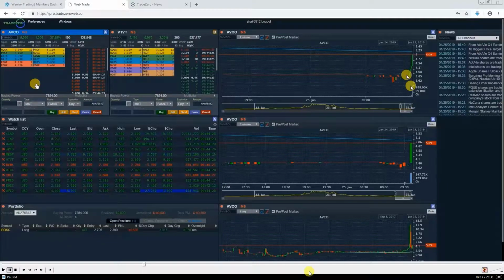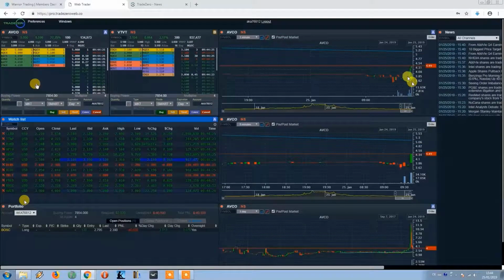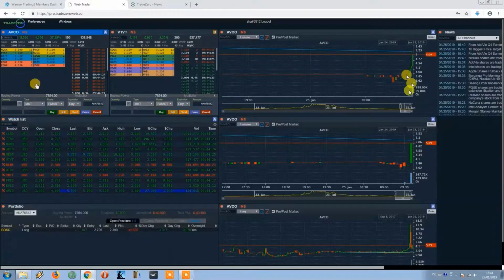I'm sorry, let me go back so you can see what just happened. I don't know if everyone saw it. Look here at the 1 minute chart. This happened in just one blink of an eye. It rose another 60 cents, from 4.49 to 5.09. 60 cents in that quick amount of time.